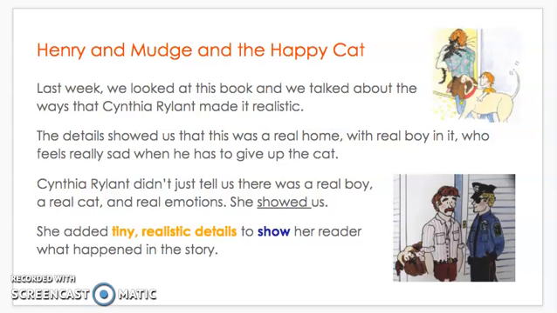So in Henry and Mudge and the Happy Cat, we talked about some different things. Last week we looked at this book and we talked about the ways that Cynthia Rylant made it realistic. The details showed us that this was a real home with a real boy in it who feels really sad when he has to give up the cat. Remember Dave? Cynthia Rylant didn't just tell us there was a real boy, a real cat, and real emotions. She showed us. She added tiny, realistic details to show her reader what happened in the story.